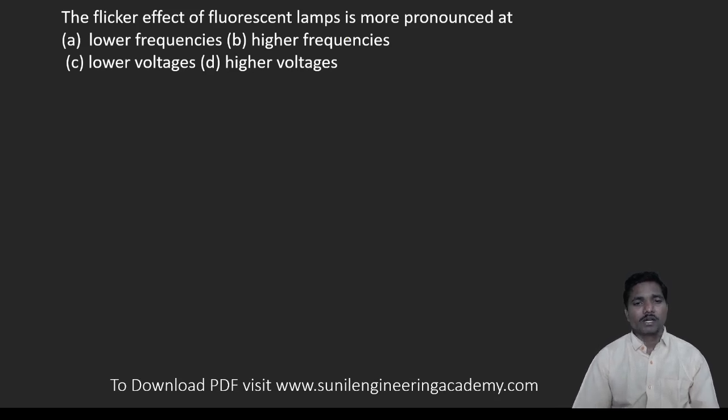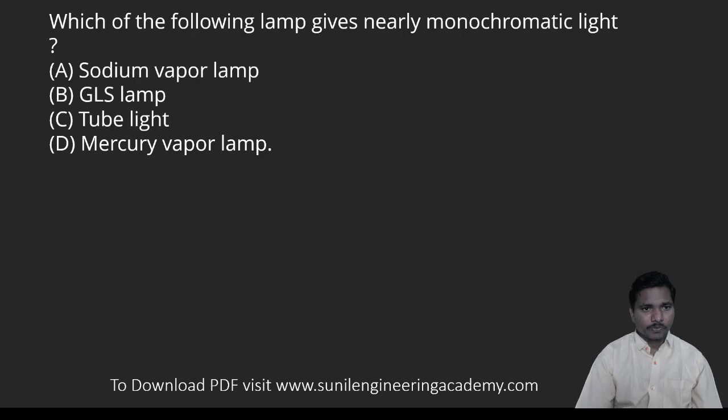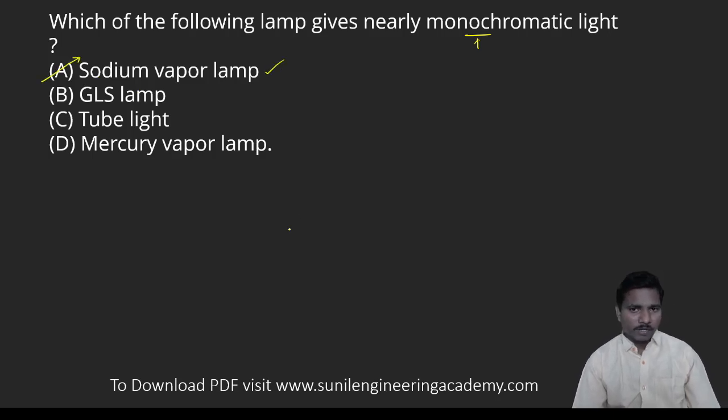The flicker effect of fluorescent lamps is more pronounced at dash. In fluorescent lamps, the flickering effect is mainly due to lower frequencies. Very important question. Which of the following lamps gives nearly monochromatic light? Monochromatic light is given by the sodium vapor lamp. In street lights we are using sodium vapor lamps. It will give monochromatic light.